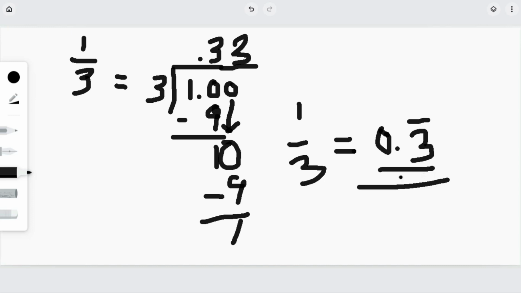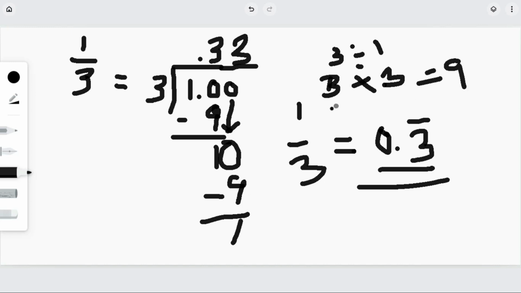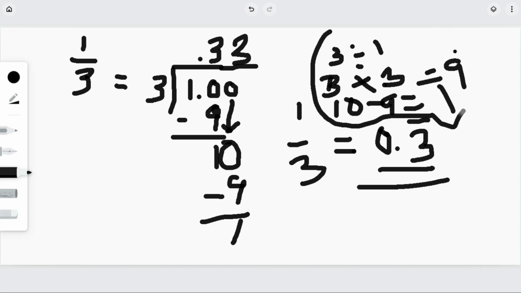I think you'll be able to understand this by now, and you see why I say this is complex. So the steps: we check 3 divided by 1, so we get 0 here. We now get 10, and we say 3 times 3 is 9. Then we say 10 minus 9, and we get 1. So that's the step we took to solve this kind of problem.